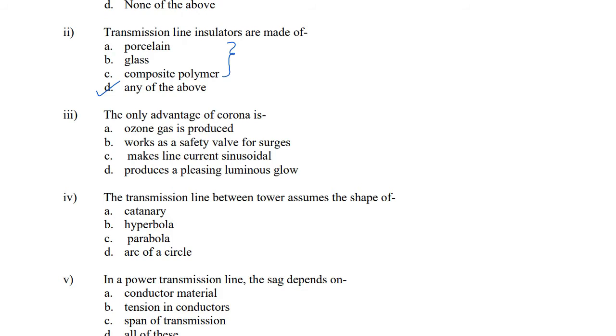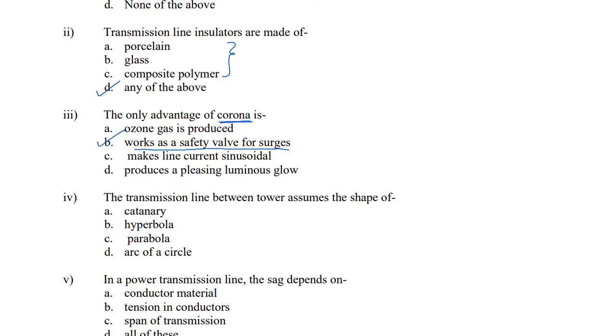Next question. The only advantage of corona is... you know what is corona? Corona is a phenomenon found in high voltage transmission lines, due to which ionization of gas around the transmission line takes place, and there is formation of ozone gas as well as illumination. Of these options, it basically works as a safety valve for surges because it dissipates energy. So when surges come, some amount of energy from those surges is dissipated in the line by the corona. So option B here is our correct answer.